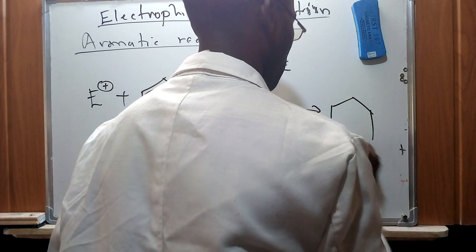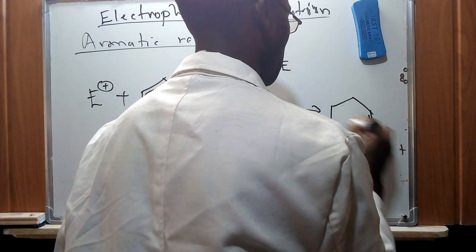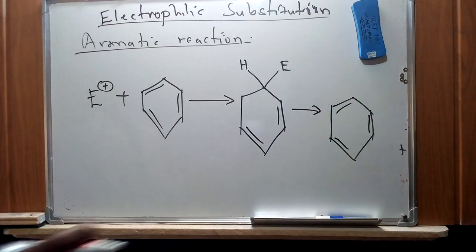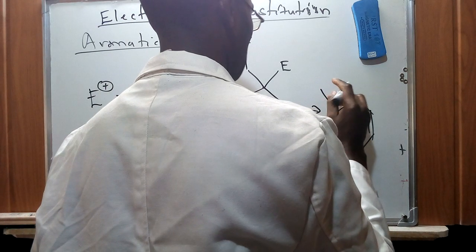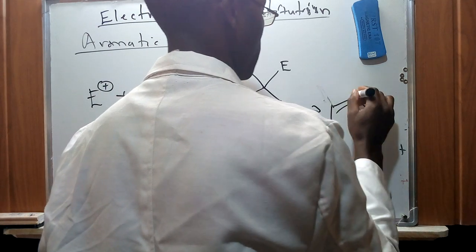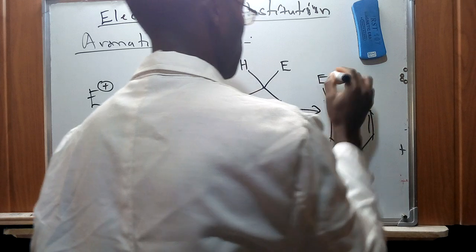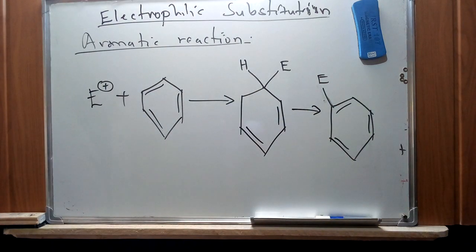This is the product that is going to have an electrophile, and even at this point, so let's put it there, no problem. So in this case, we're going to look at the reaction mechanism for the formation of this electrophilic substituted product.